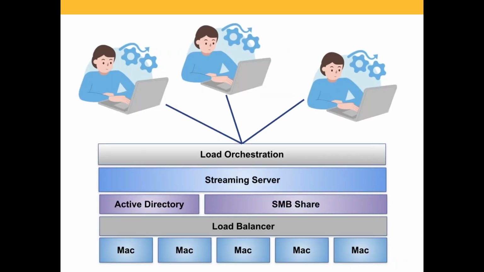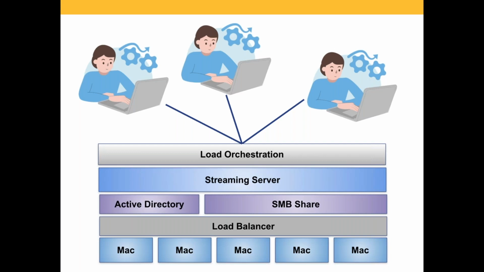Next slide, please, Heather. So this is what our infrastructure looks like. At the foundation, obviously, we have Macs, as we discussed earlier. We have a layer that takes care of load balancing. Load balancer essentially is kind of a traffic cop, and it routes an incoming user to the right Mac. Active Directory is used to make sure that a user who logs into any Mac is able to log in.